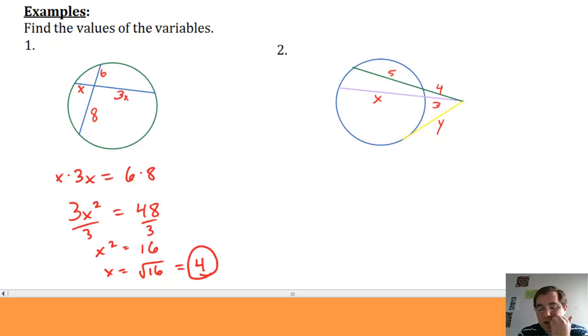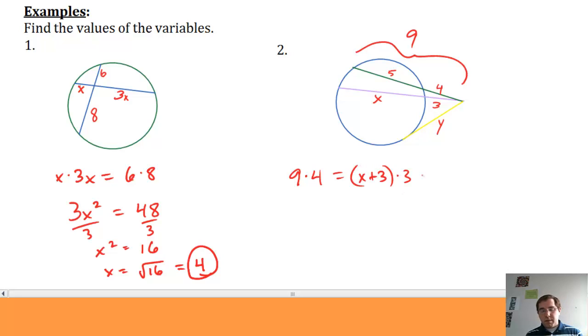In number 2, we've got 3 lines there. I've got two secants, the green one and the purple one, and then I've got a tangent, the yellow one. So when we're finding x, let's use the two secants. Because if I use the tangent, I'd be introducing a second variable, which is not helpful. So finding x, let's use the fact that the whole secant, 9, 5 plus 4 is 9, the whole secant times the outside part, 4, equals the whole secant, x plus 3, times the outside part, 3. Whole secant times the outside part equals the whole secant times the outside part.